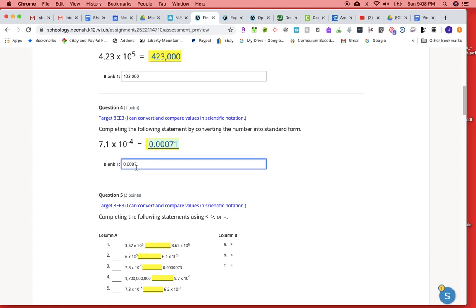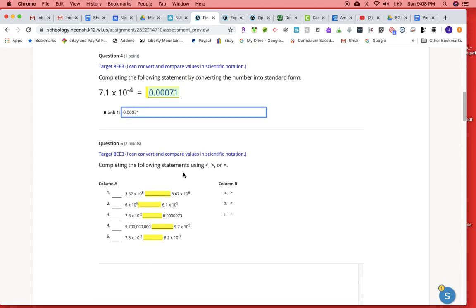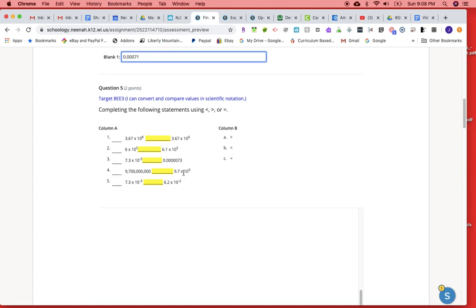So our decimal was between the 7 and the 1. Let's just check our answers. We're going to move it 4 places to the left. 1, 2, 3, 4. And I put a 0 in front. We have it correct. Number 5, complete the following statements with greater than, less than, or equal.